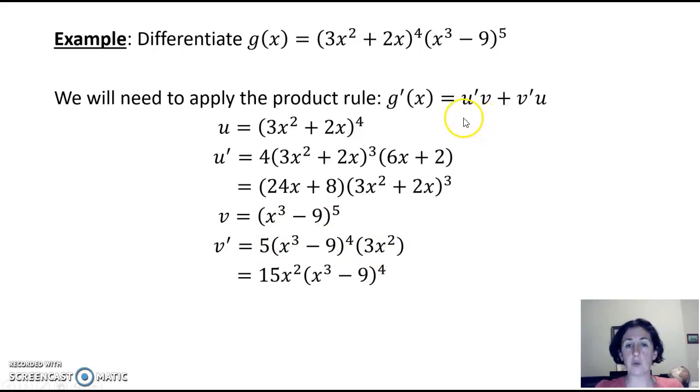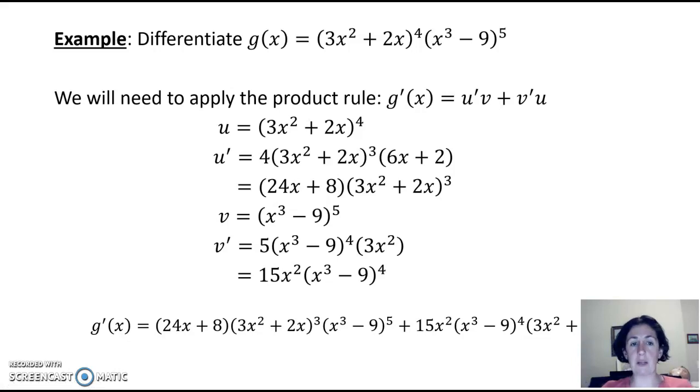So now using my product rule, u prime times v plus v prime times u, I've got u prime, I've got v, plus I've got v prime, and I've got u. To get this big long derivative here: (24x + 8)(3x² + 2x)^3 (x³ − 9)^5 + 15x²(x³ − 9)^4 (3x² + 2x)^4. It's a big long derivative. I don't expect you to simplify that any further and distribute anything out.